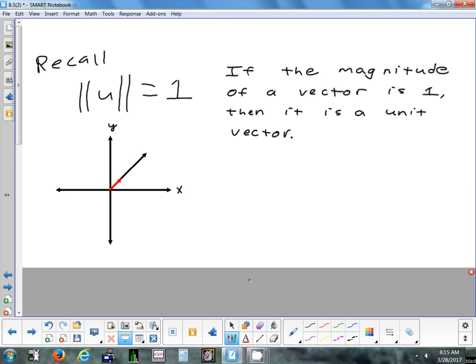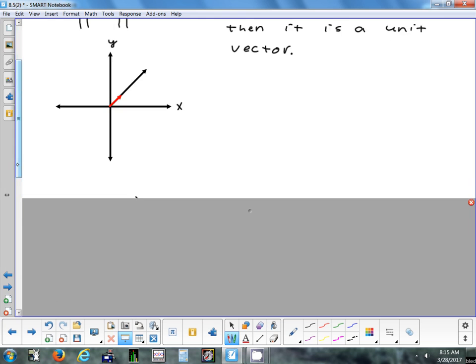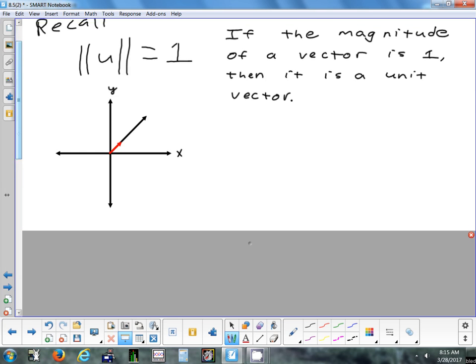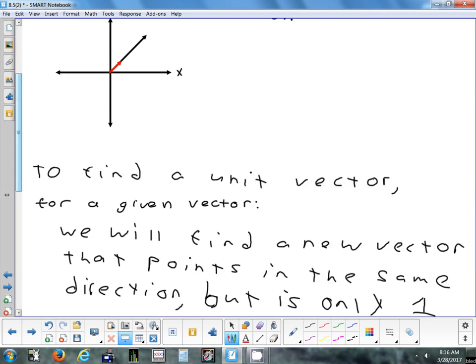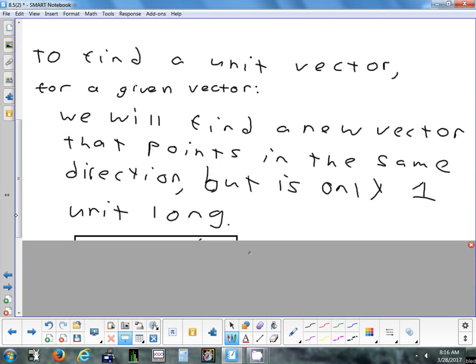So what if it was x units long? What would you scale it by? Not 1x. 1 divided by x, 1 over x. So the idea is all you have to do is take a vector and divide it by its length. Okay? If it's 10 units long and you divide it by 10, it becomes 1. If it's 8 units long and you divide it by 8, it becomes 1. Okay? So we're finding a new vector that points in the same direction, but it's only 1 unit long.